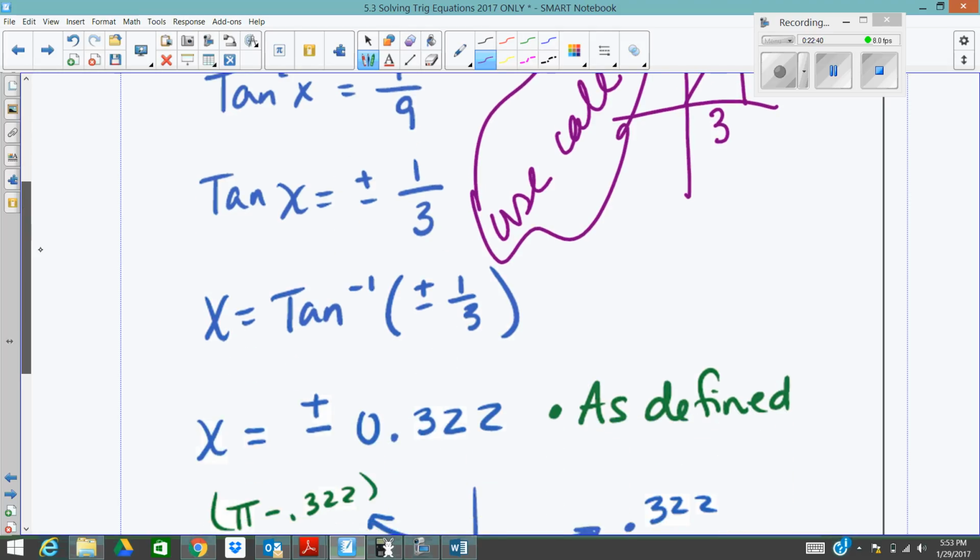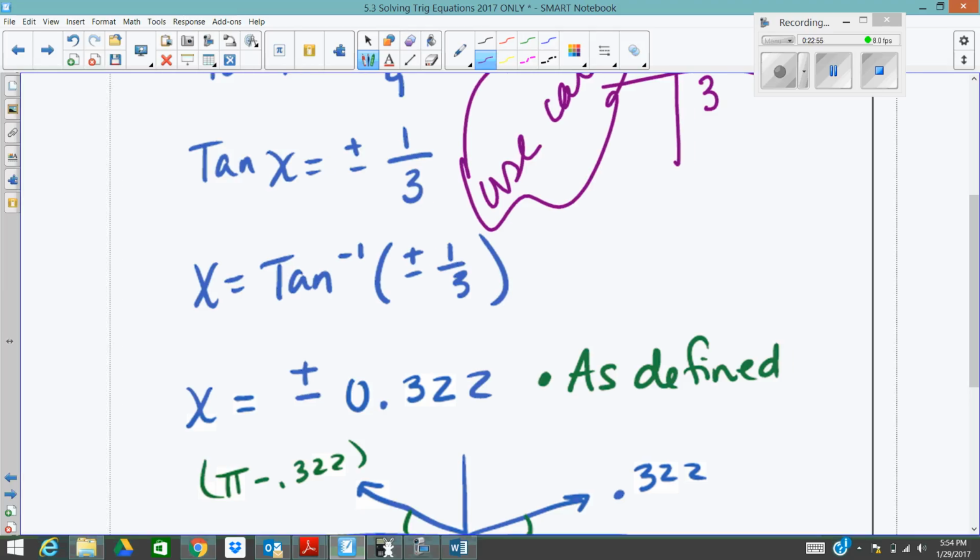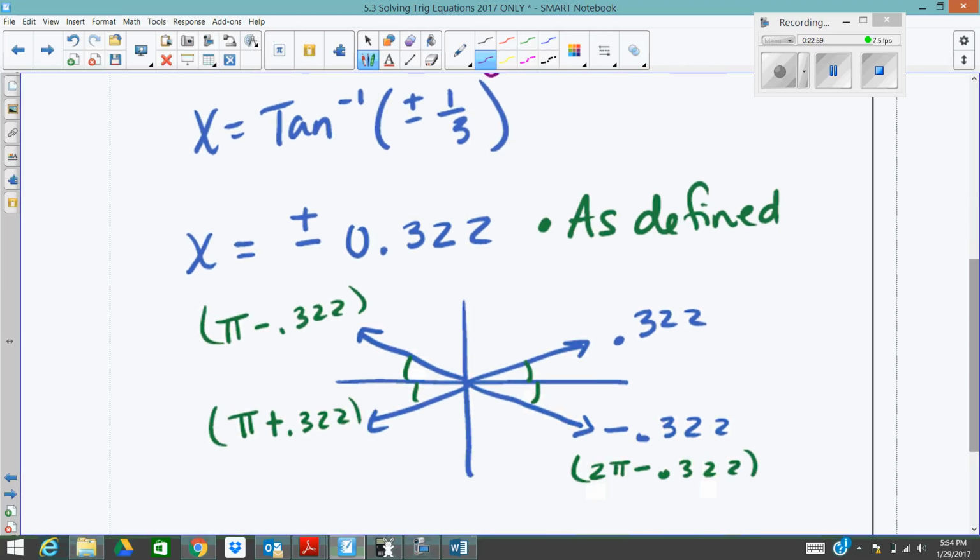So inverse tangent of plus or minus 1 over 3. You have to do it as 2 separates, one with positive 1 over 3, one with negative 1 over 3. And we end up getting those 2 possible answers. So then, again, we use that as a reference angle to find our 4 possible solutions.